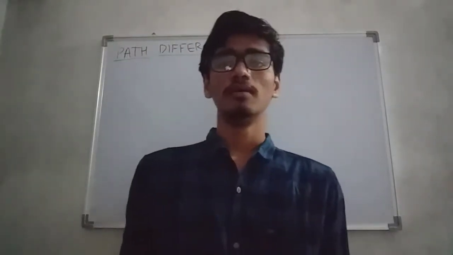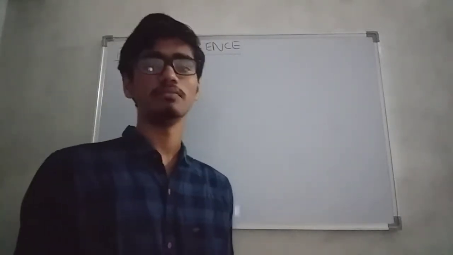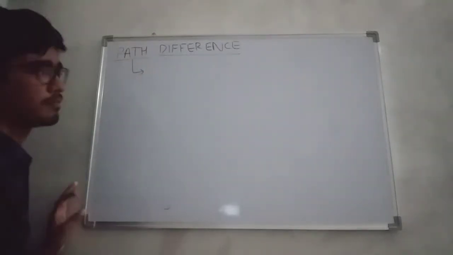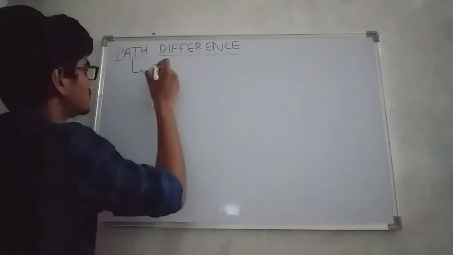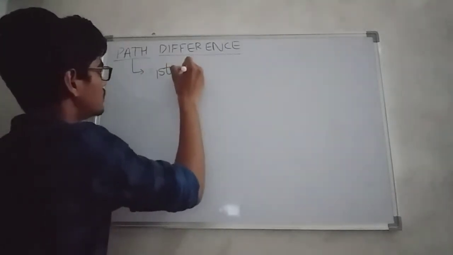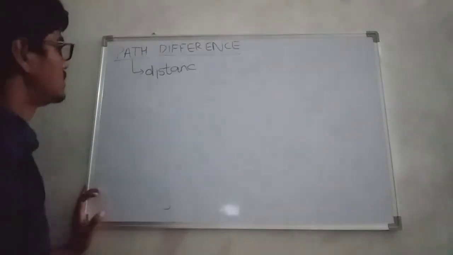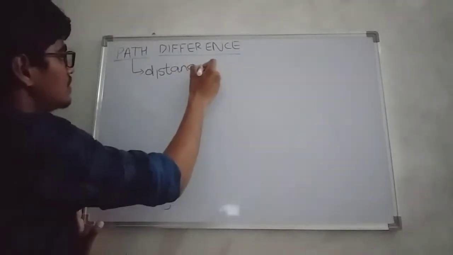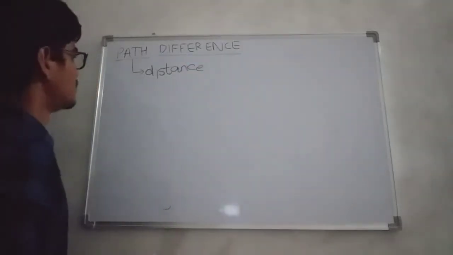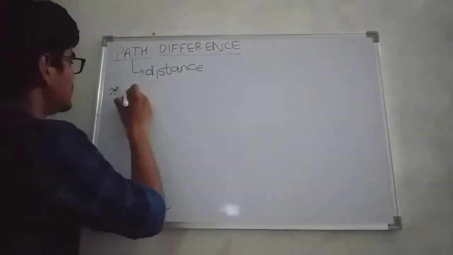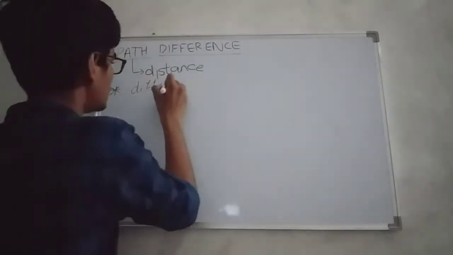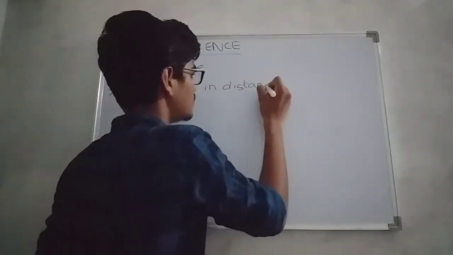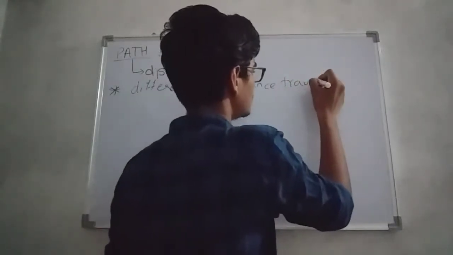Here I want to prove path difference, phase difference and the relation between them. Initially, I want to explain path difference. We know that path means distance. So path difference is the difference in distance traveled by two waves.